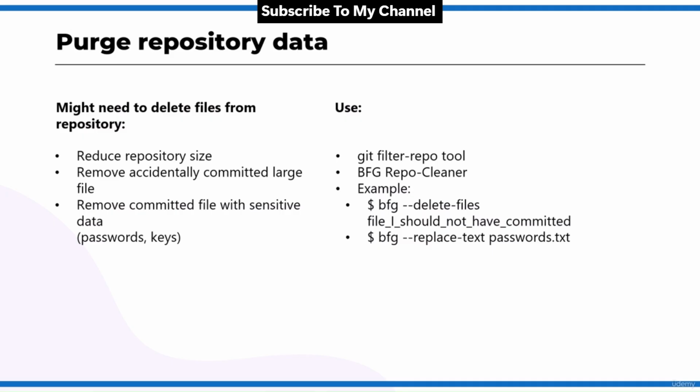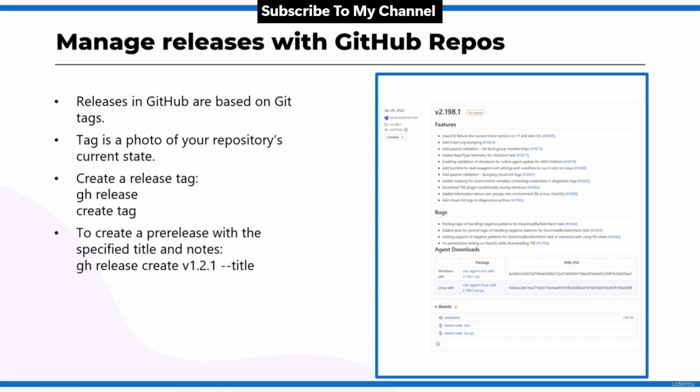If you commit sensitive data, for example some password keys or the like, to Git, it can be removed from history, and there are two tools which are most commonly used. The first tool is known as the git filter-repo tool, and the other one is known as BFG Repo-Cleaner, which is again another tool that helps you clean your repository. These are some of the commands mentioned here, and you can try git filter-repo on github.com. You can manage releases with GitHub repos.